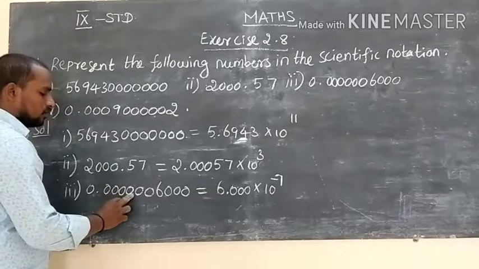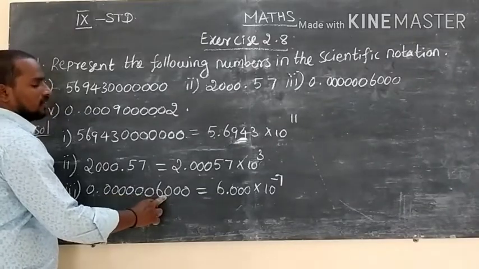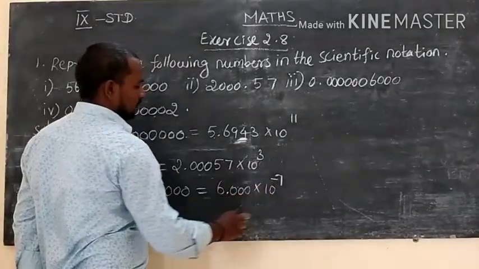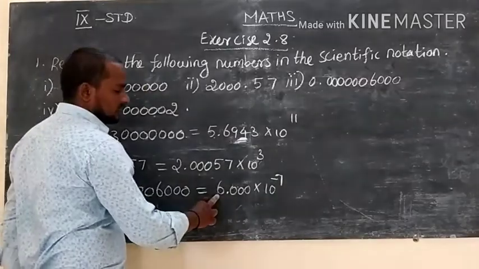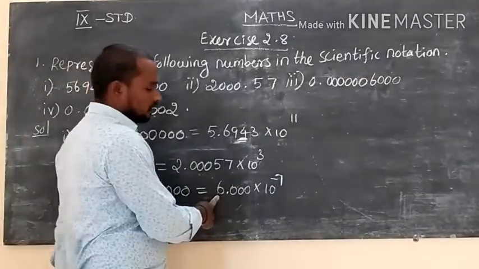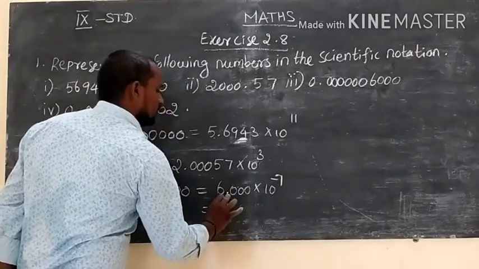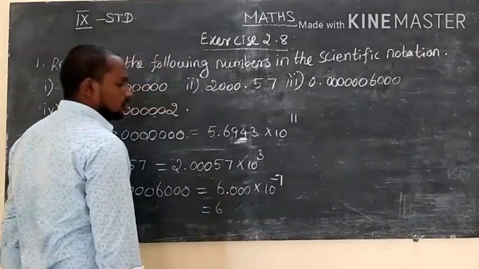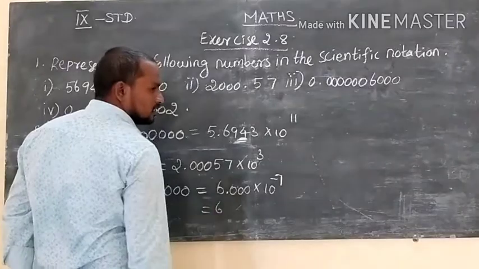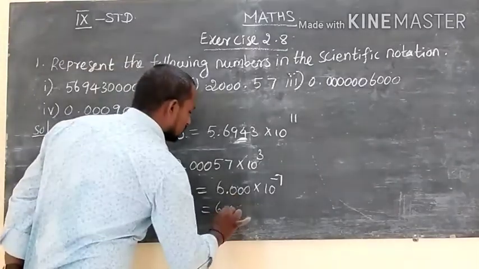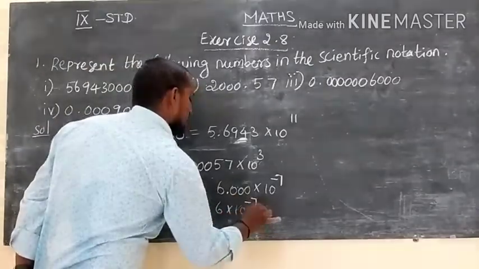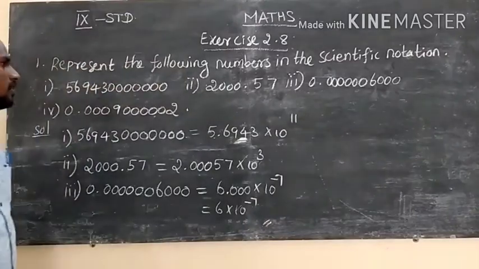1, 2, 3, 4, 5, 6, 7. So minus 7, because the left side 6 is a non-zero number. Okay, satisfying the condition. So which is equal to 6.000. Okay. So the zeros after the decimal are not valid, so 6 into 10 power minus 7. That's all the answer. Have you understood?